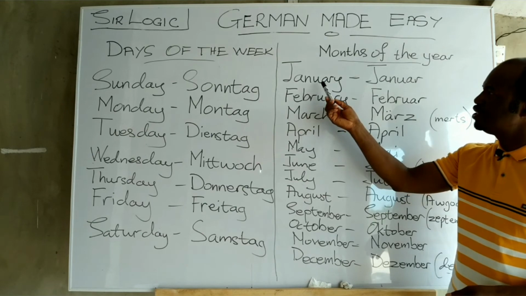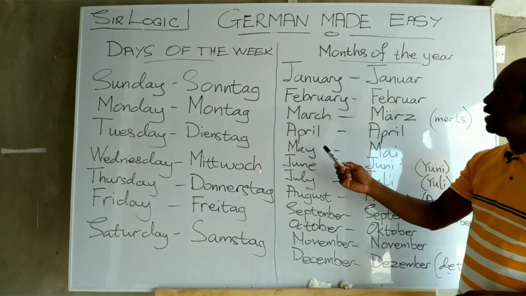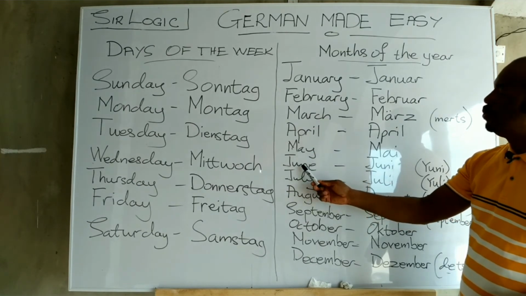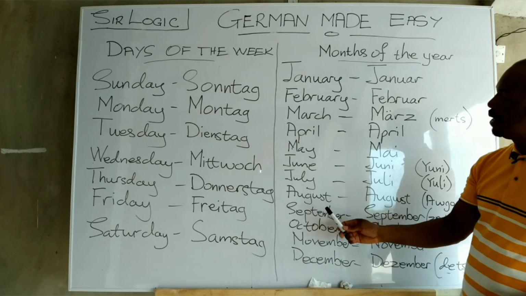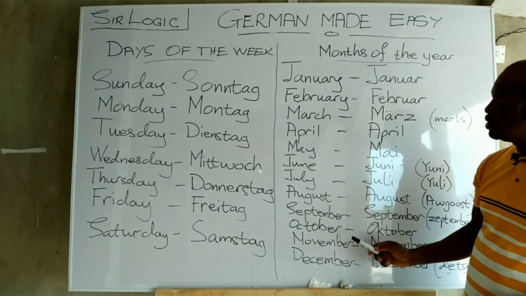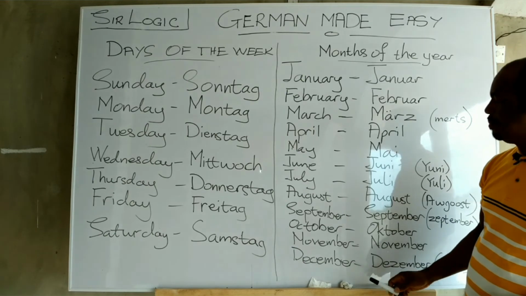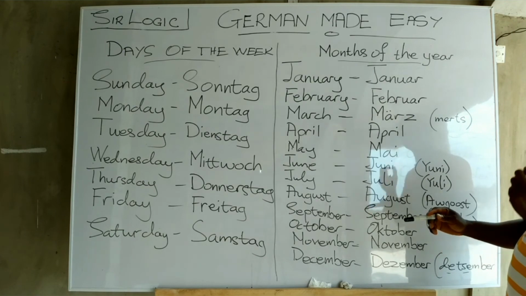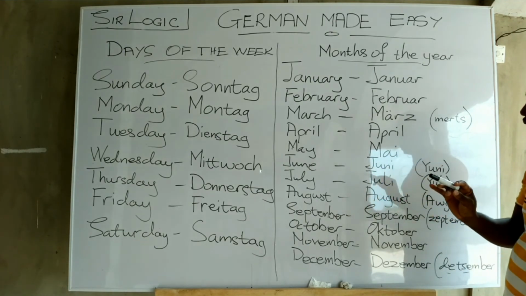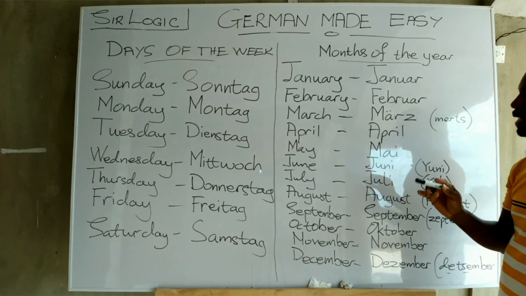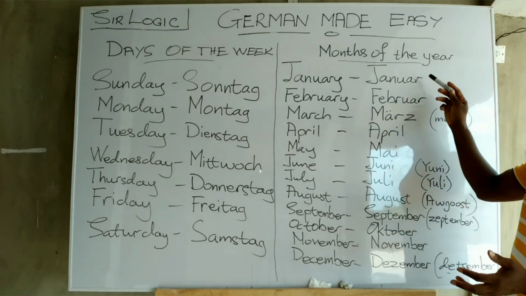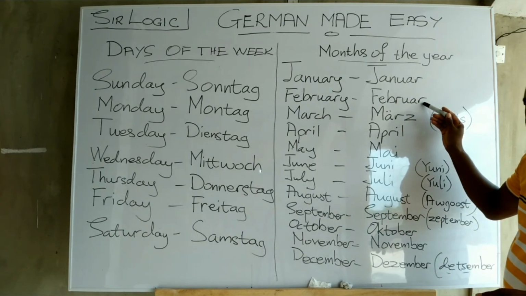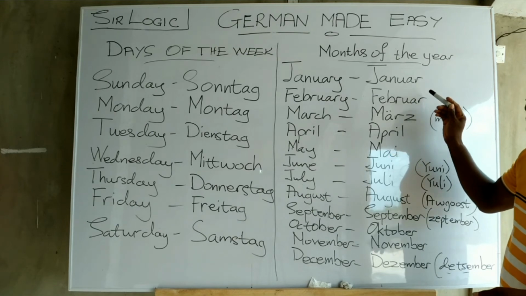Now we have in English January, February, March, April, May, June, July, August, September, October, November, December. In German, we don't say January, they are cousins, so they are related and speak similar languages. They say Januar, Februar. So say it after me, Januar, Februar.